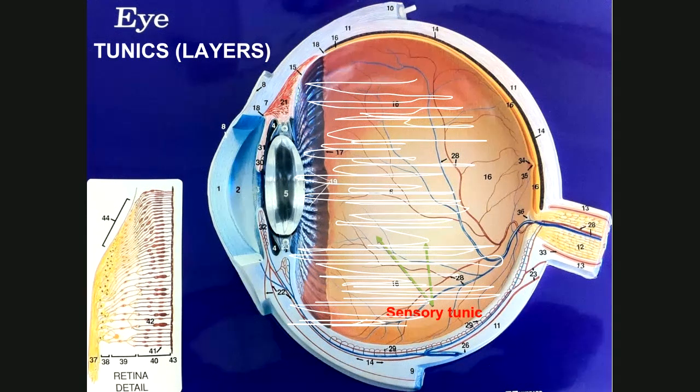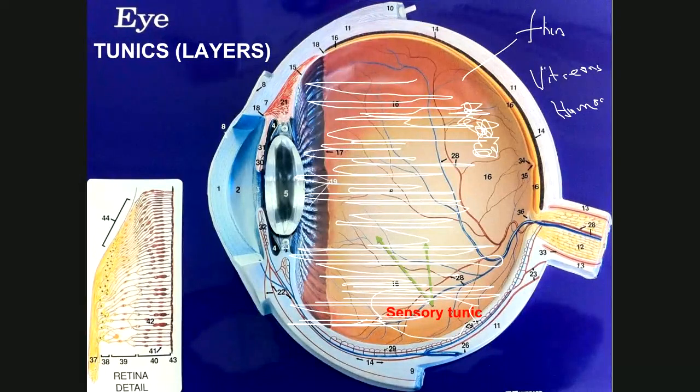It's a very, very, very thin layer. It's not really attached to anything, but it gets pushed against these other layers by the vitreous humor. So one of the jobs of this vitreous humor is to hold this sensory tunic in place. If you get hit on the head, especially the side of your eye or something, you can dislodge this sensory tunic. In other words, instead of it being nice and flat, it'll fold up right here.